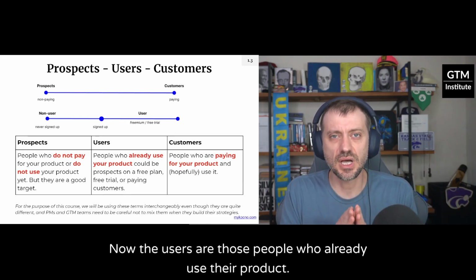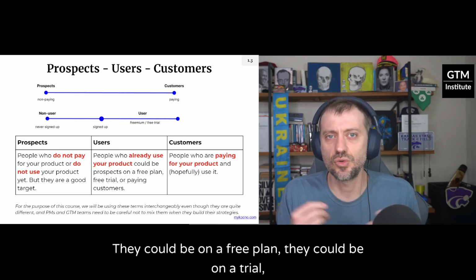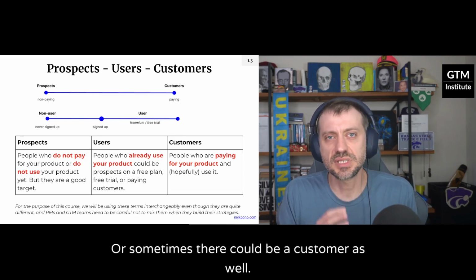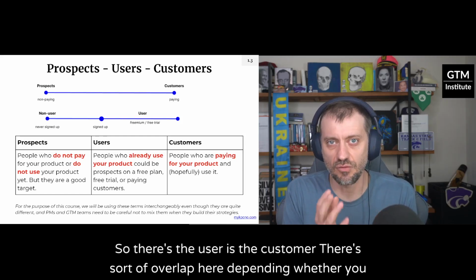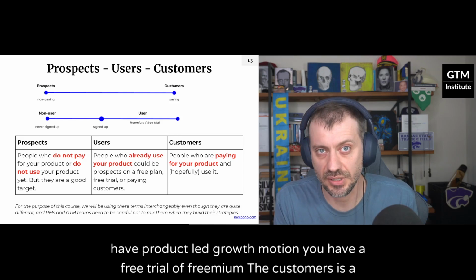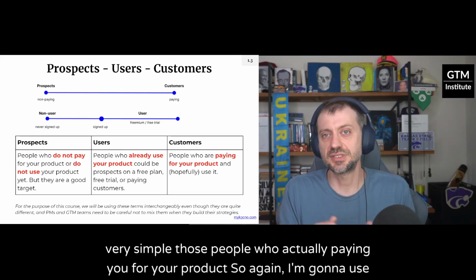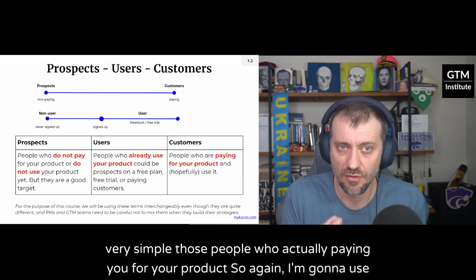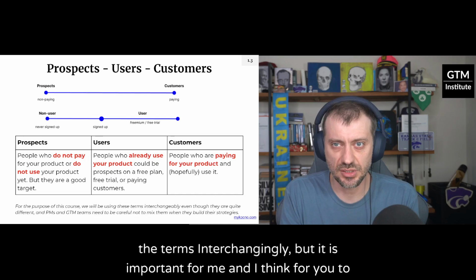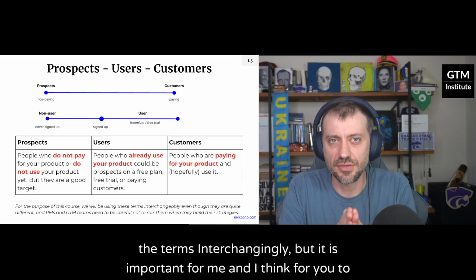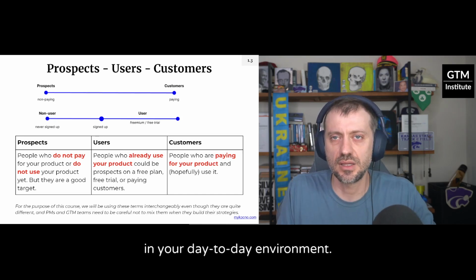Now, the users are those people who already use your product. They could be on a free plan, they could be on a trial, or sometimes they could be a customer as well. So the user is the customer. There's sort of an overlap here depending on whether you have a product-led growth motion, or a free trial or freemium. And the customers are very simple, those people who are actually paying you for your product. So again, I'm going to use the terms interchangeably, but it is important for me, and I think for you, to understand that there are slight differences if you want to use these terms properly in your day-to-day environment.